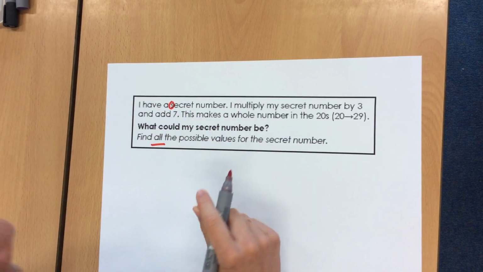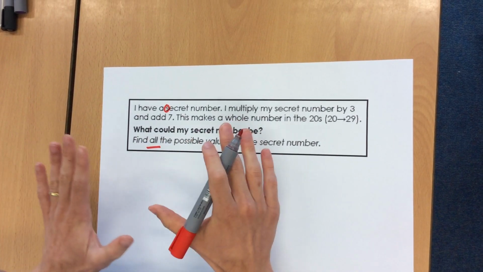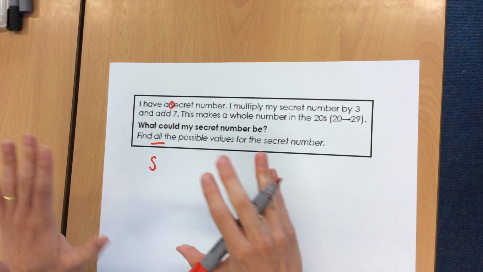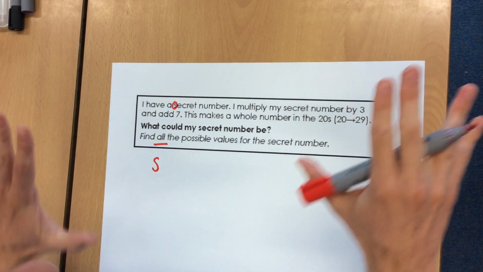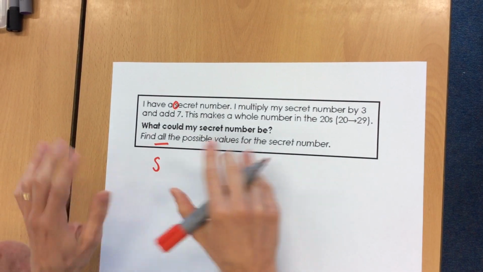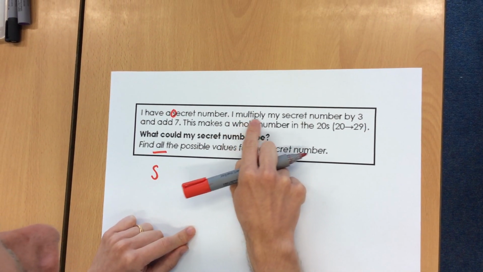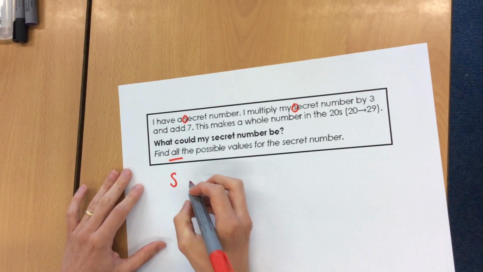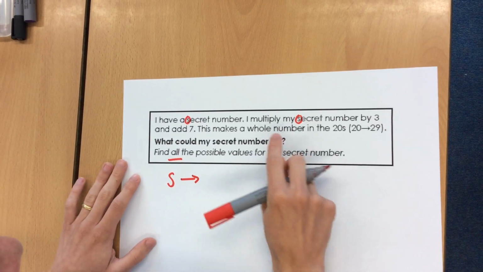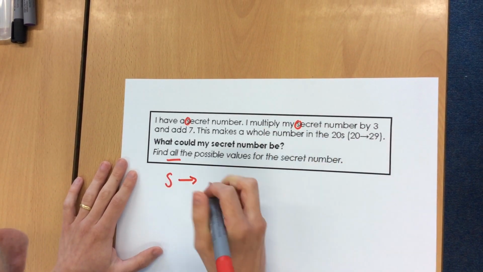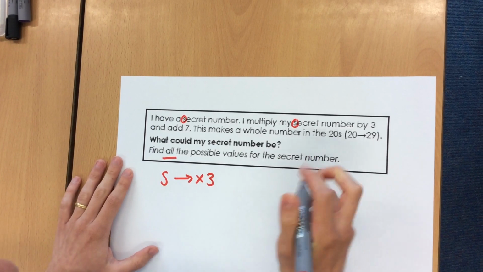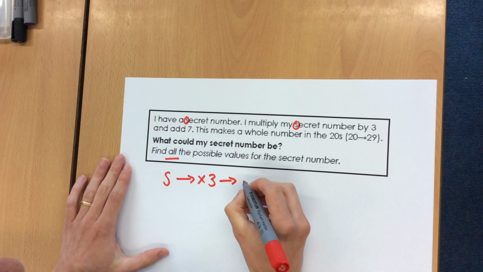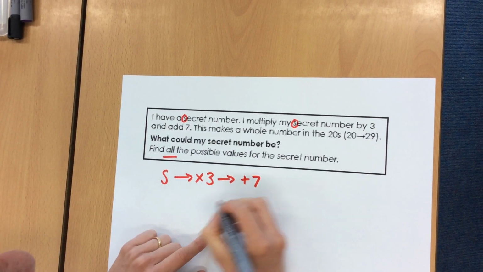Now, because I've been working a lot with algebra lately, I'm going to say my secret number is going to be the letter S. I don't know what it is, but I'm going to replace that random number, any number, with the letter S. So what do I do with this letter S? I multiply my secret number by 3. So if I think about my function machine, S goes in, and I need to multiply by 3. Right, what's the next step to my function? And add 7. Okay, so I'm going to add 7.